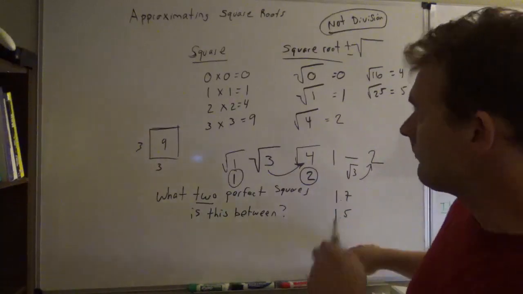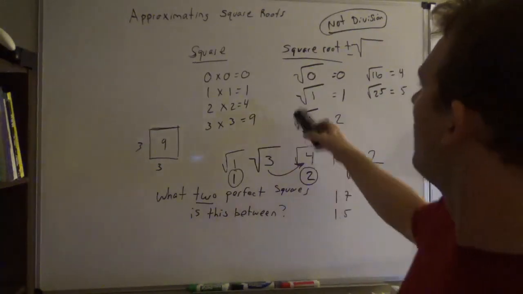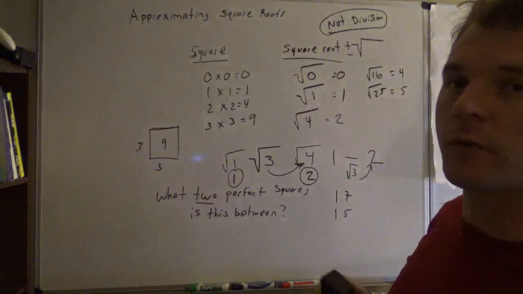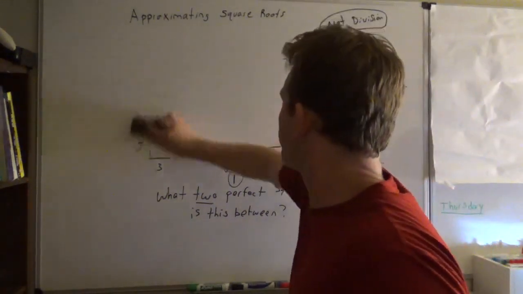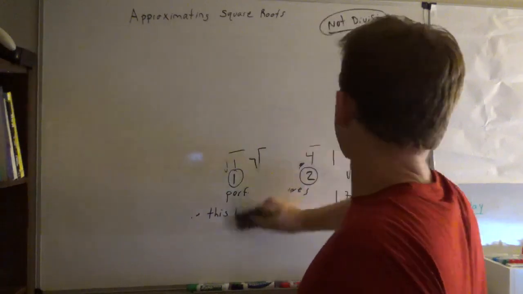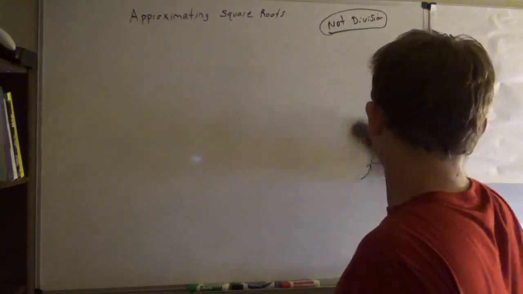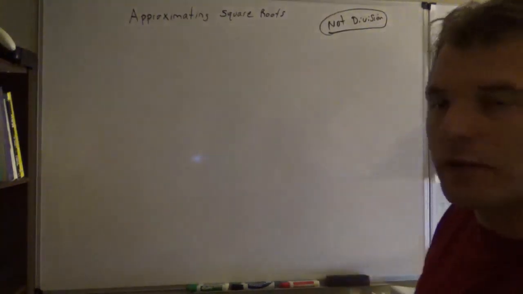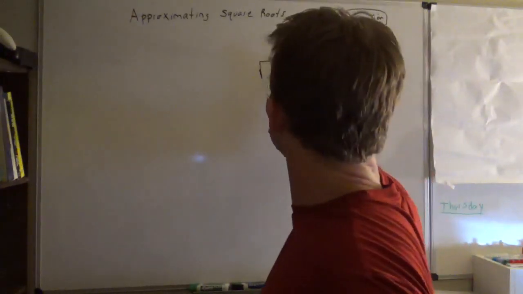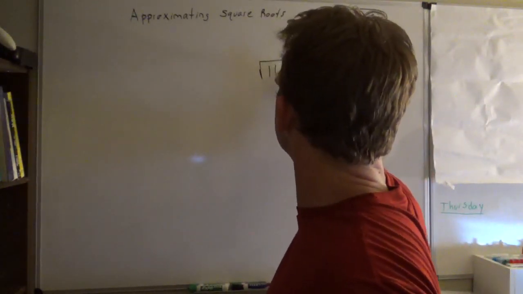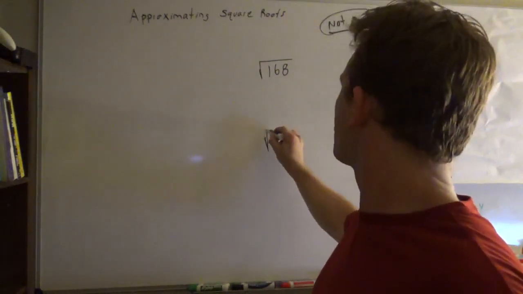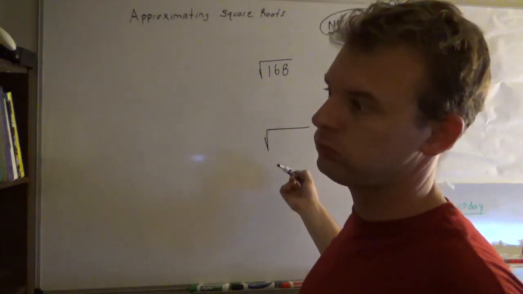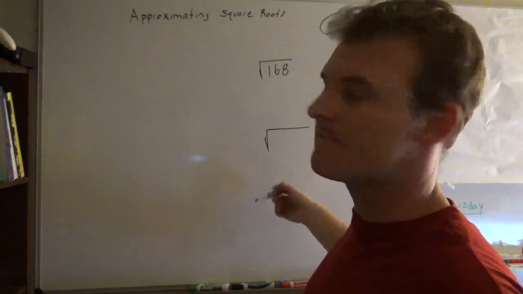So let's do some more. We got our squares and our square roots, so keep those memorized. So what about this one? The square root of 168. What about the square root of 6?